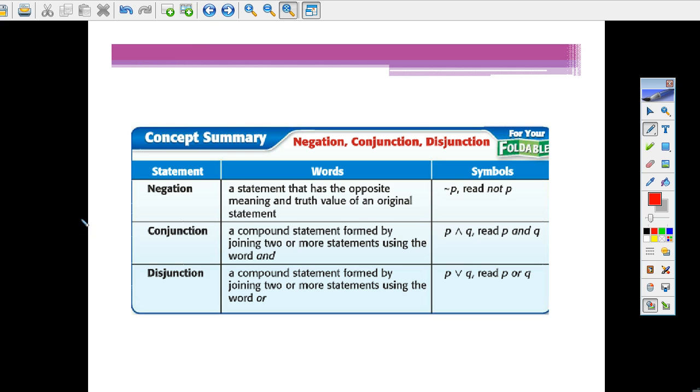Okay, negation, conjunction, disjunction. Here is a summary of everything we've learned. Negate means not, so not P. This is how you read it: not P. Conjunction, remember, is and, kind of like a capital A here. That means P and Q. Disjunction is or, kind of like an R. So read it as P or Q.